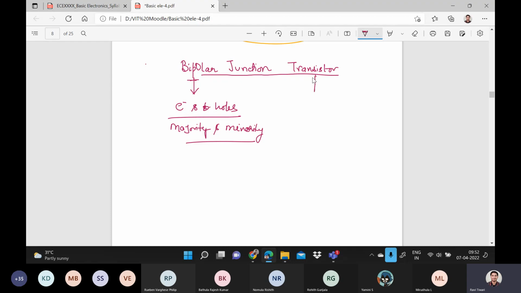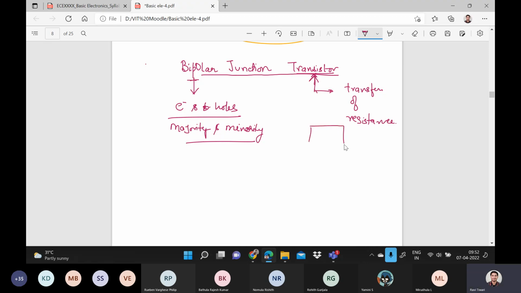Now, transistor means what? A transfer of resistance. I will explain why we are calling it a transfer of resistance during the procedure, when I explain how the current is flowing. For the starting, you understand that transistor means transfer of resistance. That's why we are calling it a transistor.